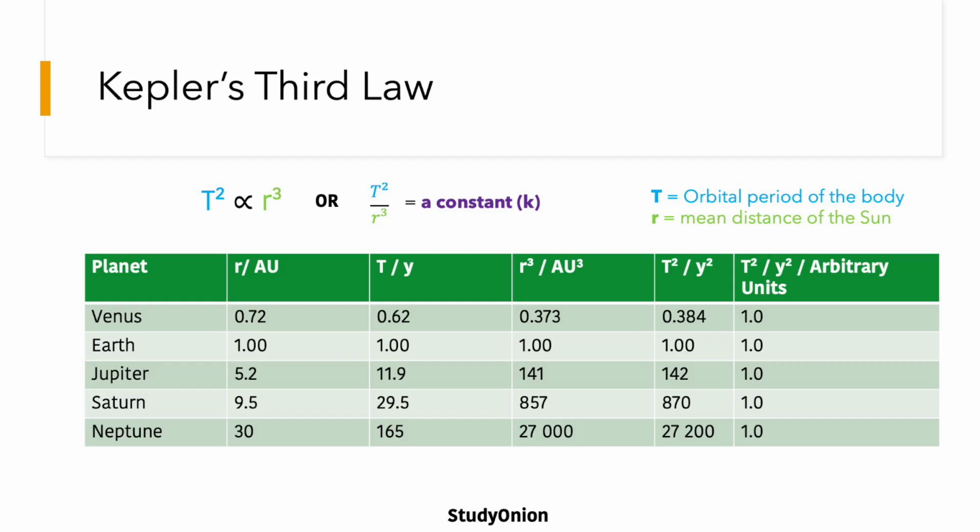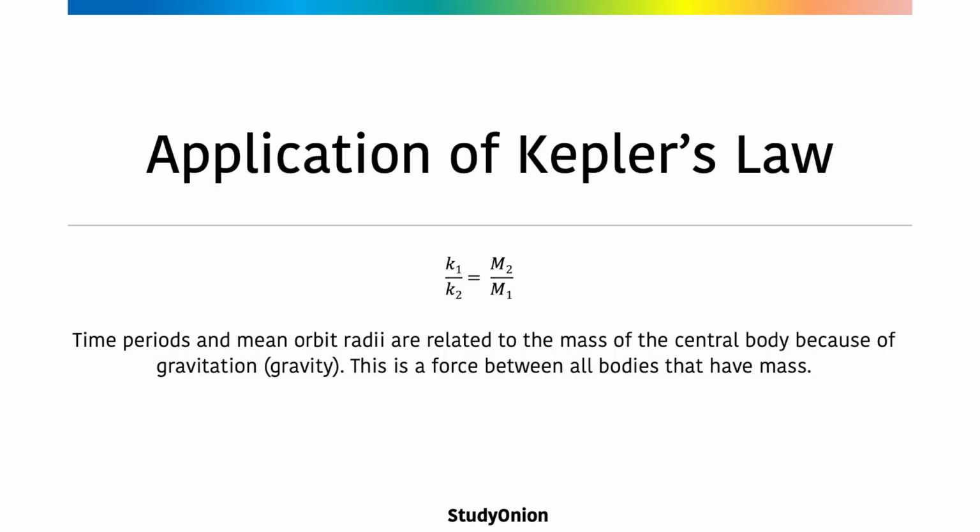And finally, Kepler's third law is that t squared, which is the orbital period, divided by r cubed, which is the mean distance from the Sun or any other star in its solar system, is equal to a constant. The only thing that will change in different orbiting systems will be the constant, and it can be shown that k inversely depends on the mass of the body.